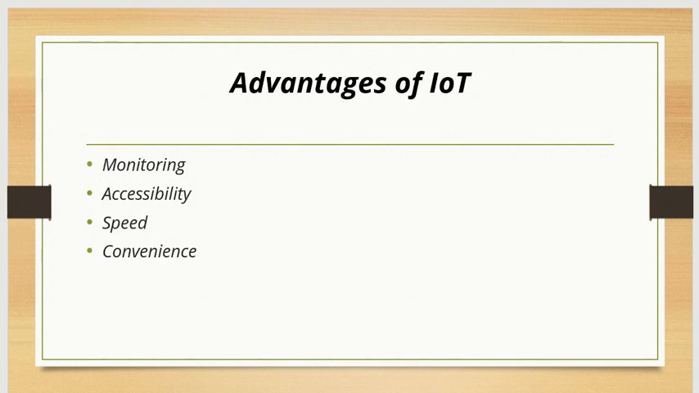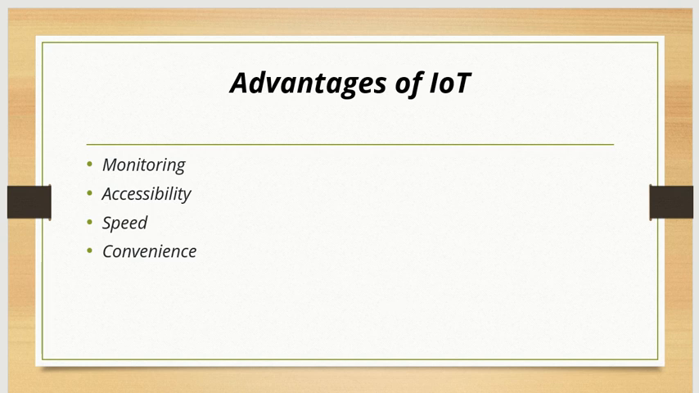These are the advantages of IoT: monitoring, accessibility, speed, convenience. The first one is accessibility. We are going to see what is in the accessibility. You can access and monitor data anywhere as long as you have an internet connection. So this is an advantage of IoT. The next one is speed. The IoT monitoring enables real-time or near real-time data collection and analysis. In industry, IoT sensors can quickly detect anomalies in machinery.